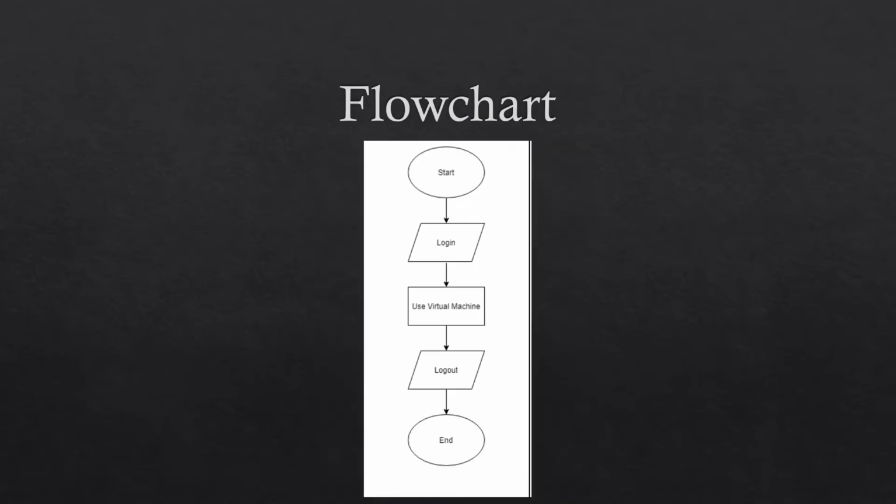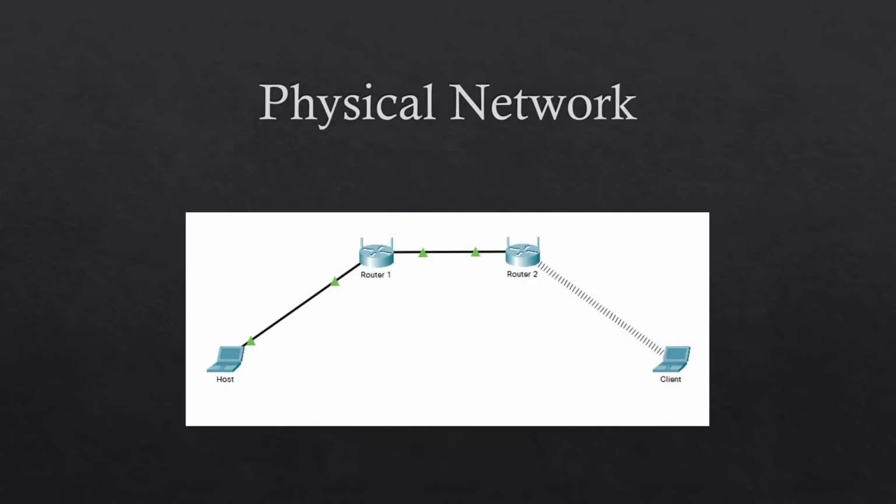The flowchart of this network is simple because there's only log in and log out for any user. This is the physical network of the cloud, where we use two routers connected to each other, and each router will be connected to the nodes, where one is a host and the other is a client.